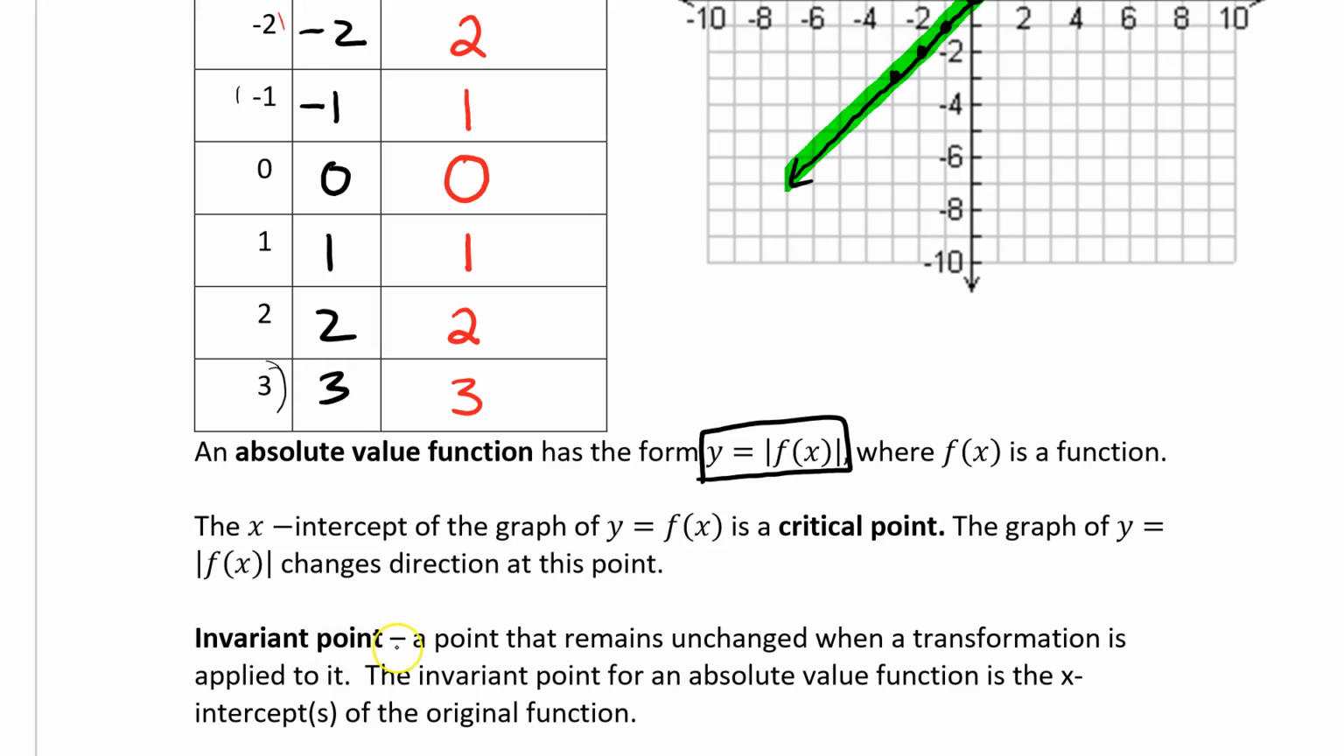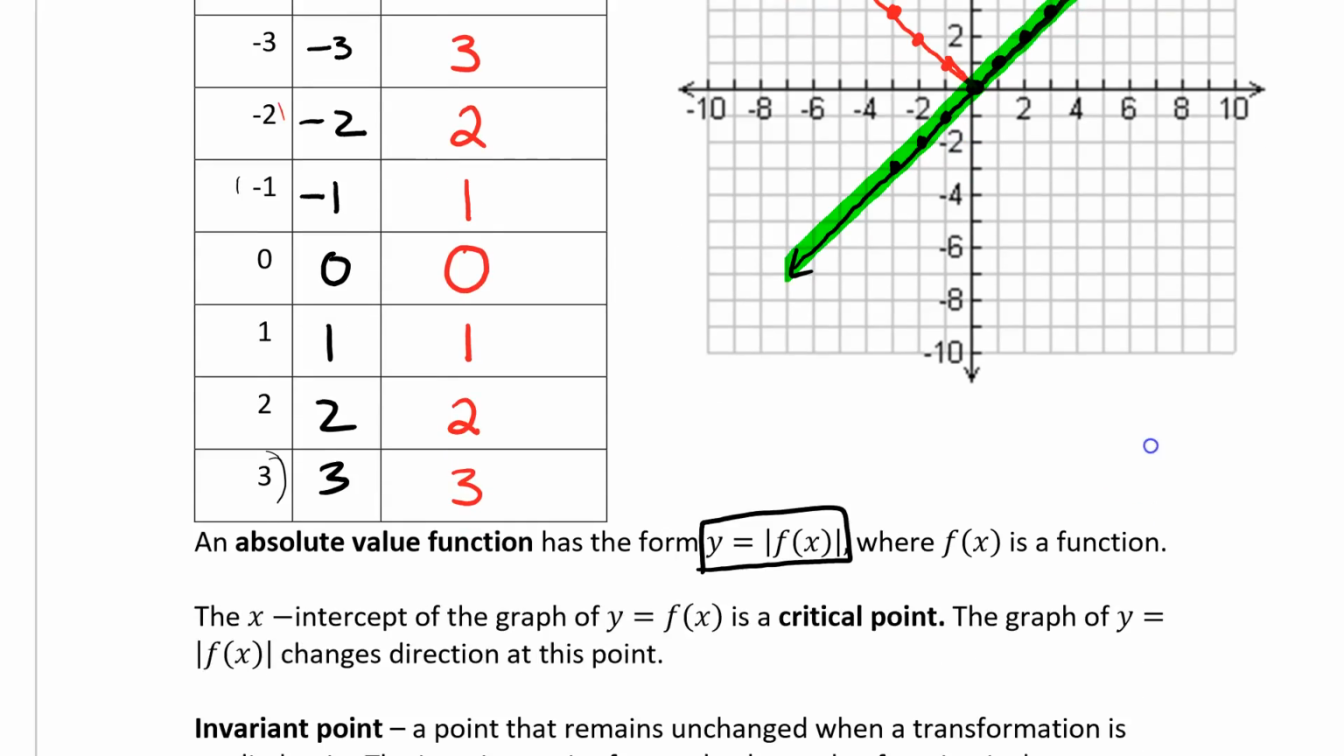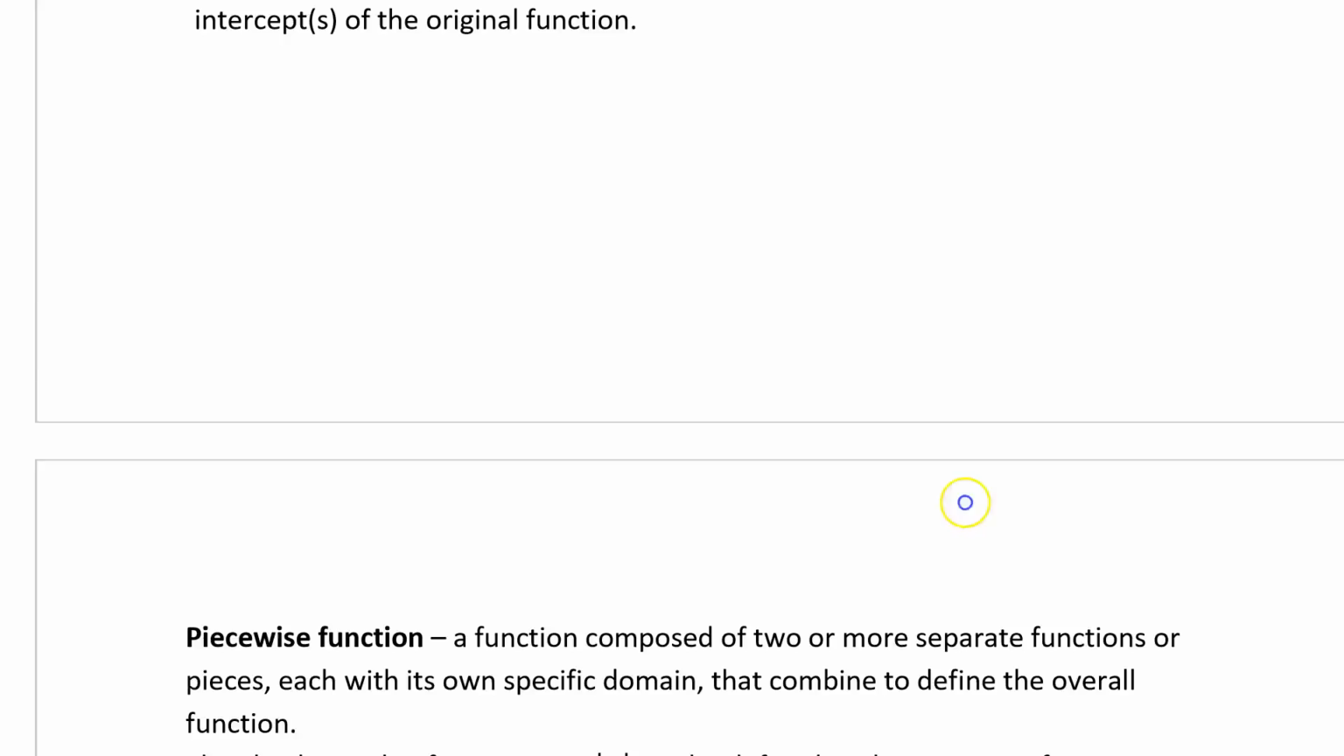The invariant point is also on the x-axis. It's a point that remains unchanged when a transformation is applied to it. The invariant point for an absolute value function is the x-intercepts of the original function. We also have invariant points here because these guys right here do not change. Okay, the only thing that changes is this piece right here. So there are multiple invariant points.